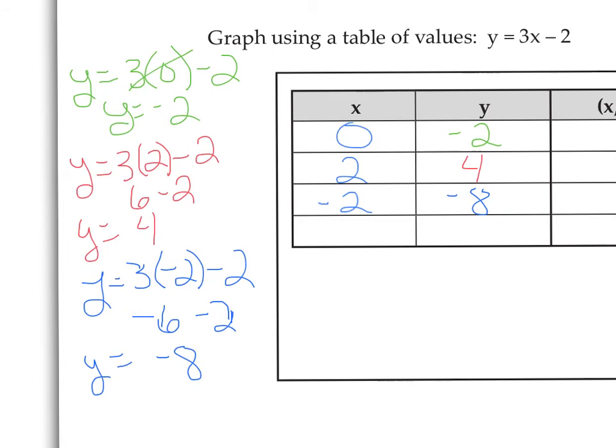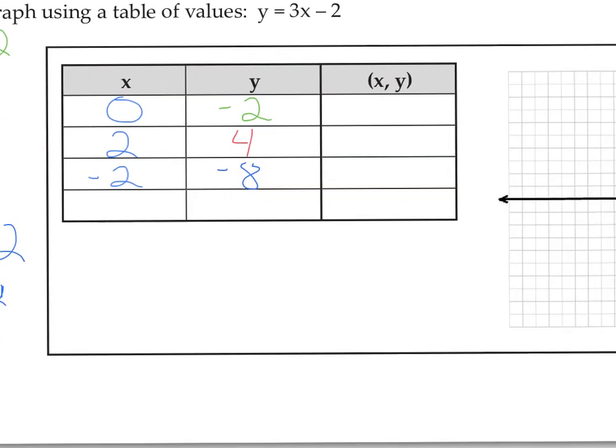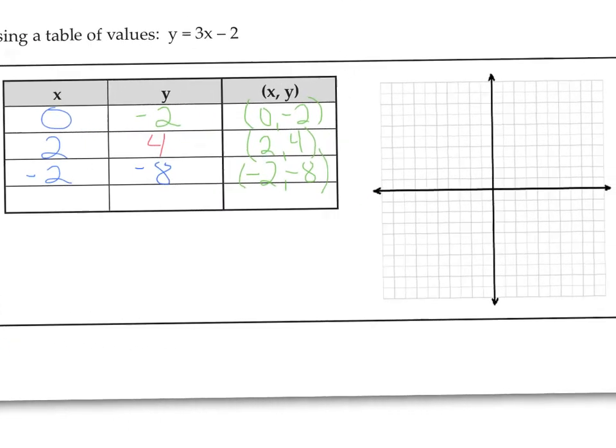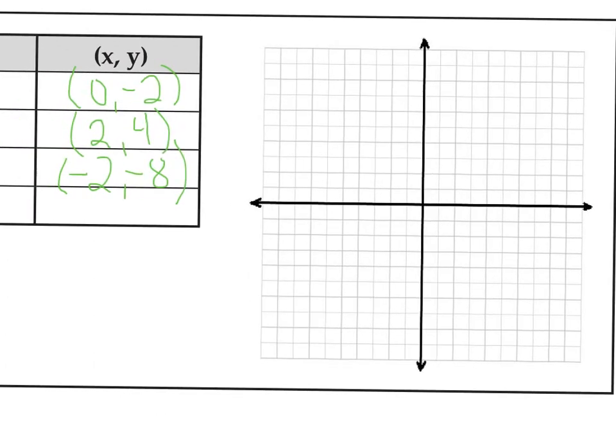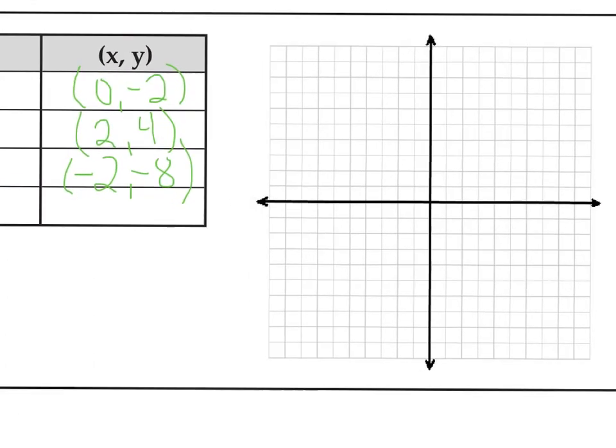And those are the ordered pairs for this equation now. We have 0, -2, 2, 4, and -2, -8. And we're going to make those ordered pairs points on our graph. It should line up in a straight line. So the first one is 0, -2. So 0, then -2. That would be right here.